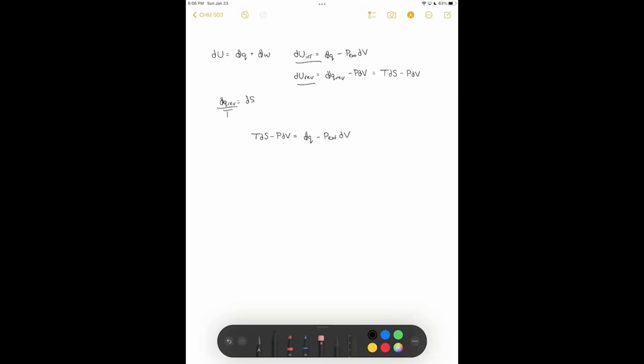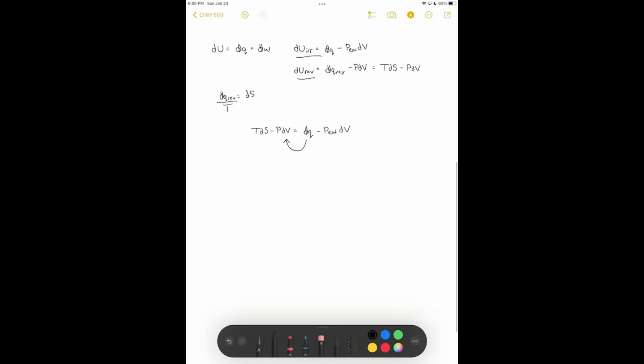Then what we're going to do is rearrange this. So we're going to bring this heat over to this side of the equation and bring this P dV over to this side of the equation. So when we do that, we'll get T dS minus the heat is equal to P dV minus P external dV. And we can simplify that by saying (P minus P external) dV. So we have this relationship here.